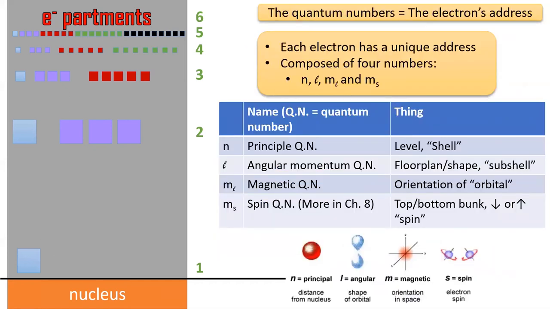The four quantum numbers are like giving the address of a specific electron in an atom. No two electrons can have the same four quantum numbers. So, in our analogy, the principal quantum number n is the floor of the building. The angular momentum quantum number L is the floor plan of the apartment. The magnetic quantum number m sub L is the orientation of the apartment. And the last quantum number, the spin quantum number, just states whether the electron is in the top bunk or the bottom bunk.